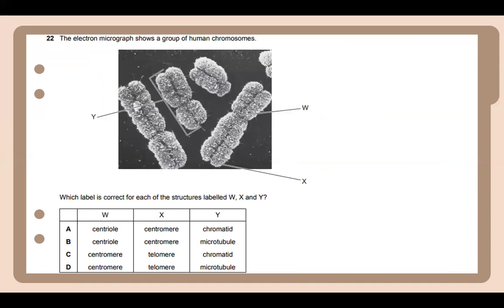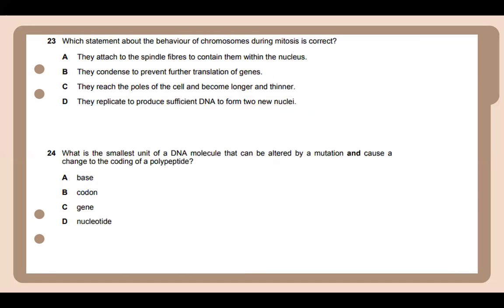The electron micrograph shows a group of human chromosomes. Which label is correct for each of the structures labelled W, X, and Y? Y represents chromatid, X represents telomere, and W represents centromere.